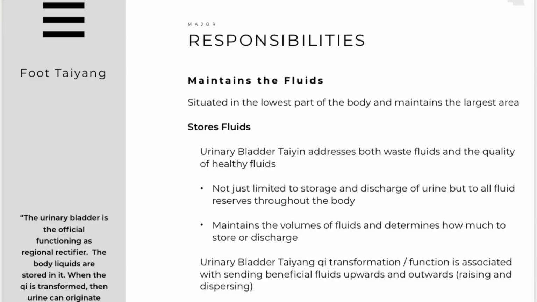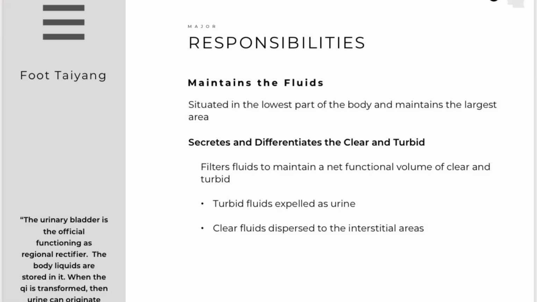Urinary bladder Tai Yang is also involved with the qi transformation and function, and is associated with sending the beneficial fluids upwards and outwards. So again, it needs to be able to go to our coulee, which is in between our skin and our muscle. And this area needs to be filled with fluids to be able to warm our body and keep us regulated. Okay, and all that is sourced through the Shao Yin fire. So when you think about where these fluids of Tai Yang are coming from.